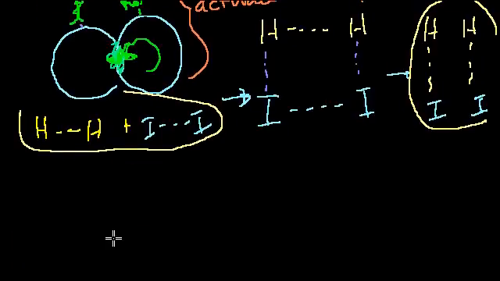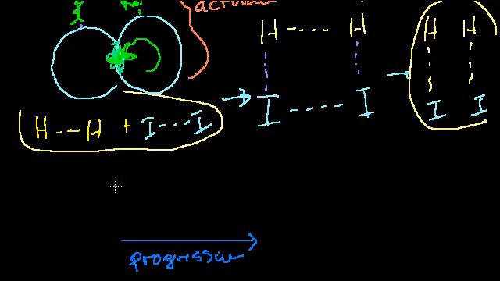So let's say the x-axis is the progression of the reaction. And actually, we don't know how fast it's progressing, but you can kind of view it as time on some dimension. And let's say this is the potential energy. I want to draw thicker lines. So this is the potential energy. Initially, we can view it as the combined potential energy.